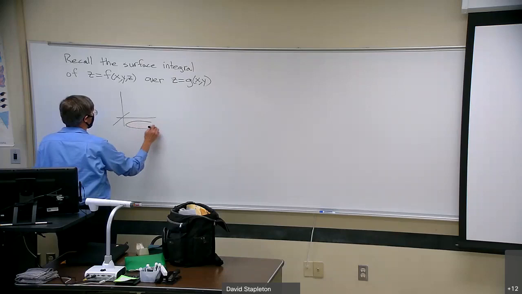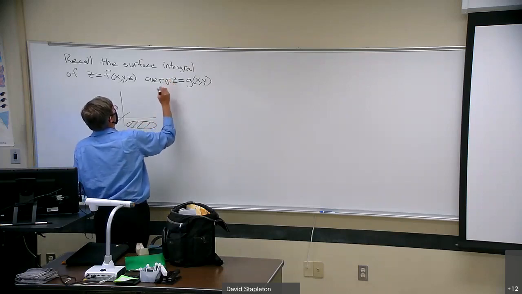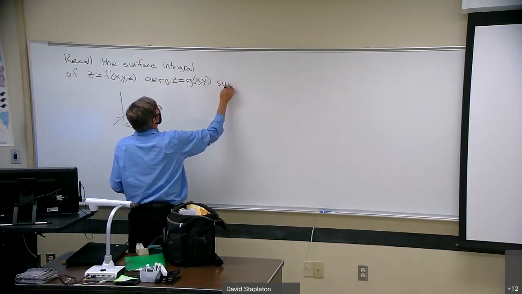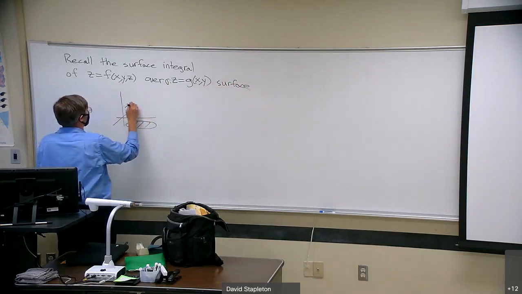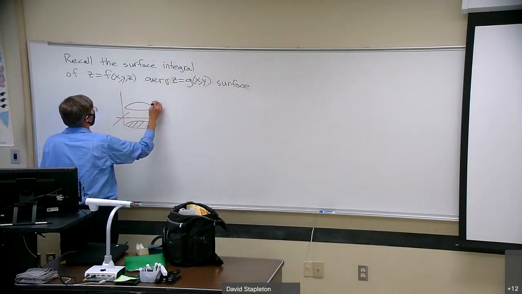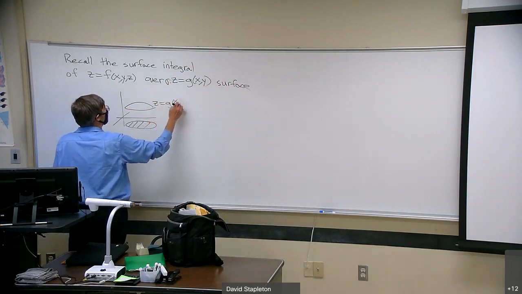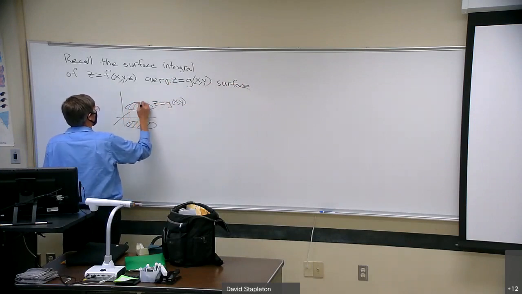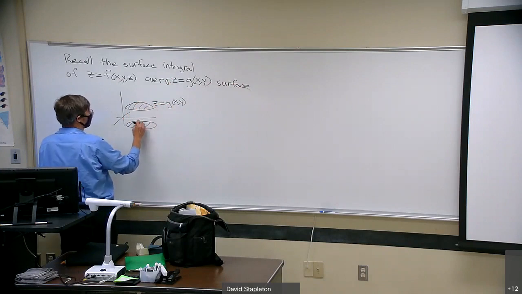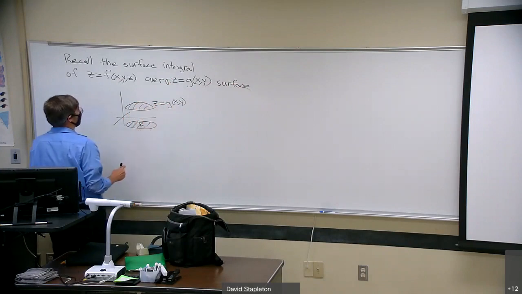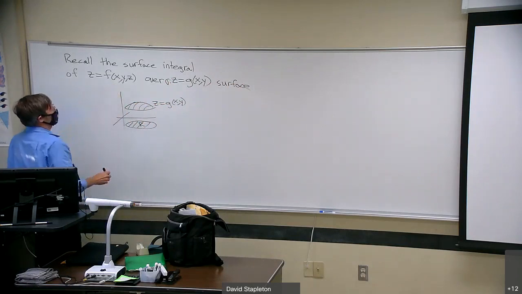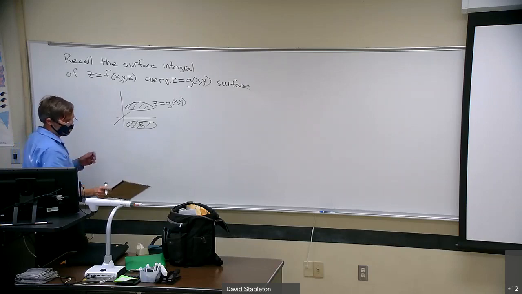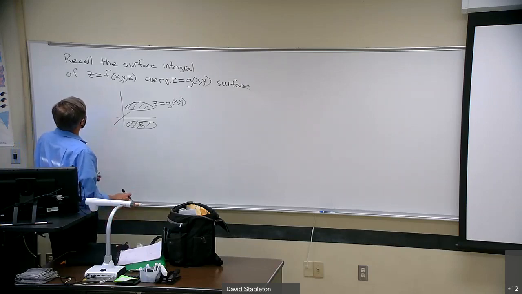Have some region, and we'll give this surface a name, sigma. Think of this as a density function, and so I've got a function z equals g of x, y up here, sitting over some region R down here. And at each point, the density function is f of x, y, z. So we want to find the mass of this curved surface.